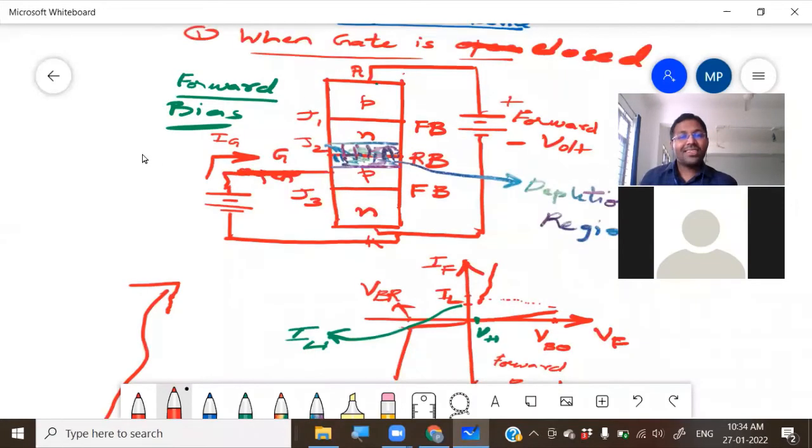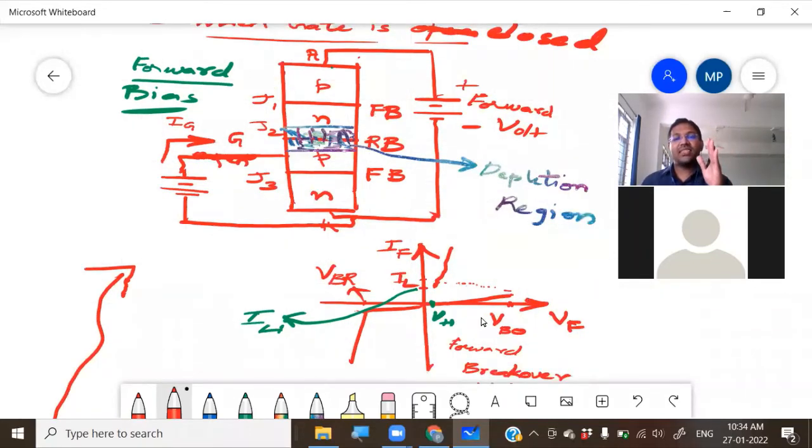Because of this gate current, the breakover voltage shifts to the left. This is the forward breakover voltage when there is no gate current. When we increase the gate current from 0 to some small value, the characteristics will be like this. The breakover voltage will occur at a smaller voltage. The value of the breakover voltage will reduce, so the new breakover voltage will be here.